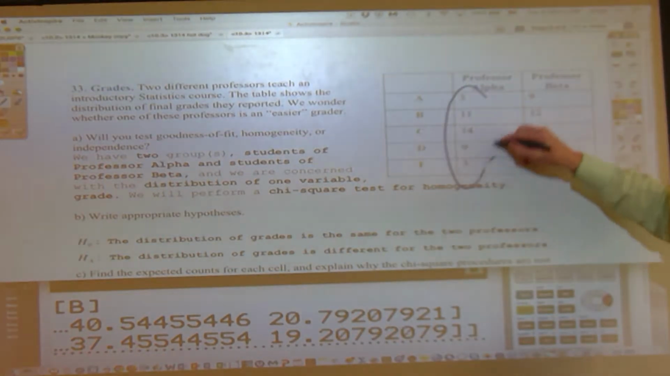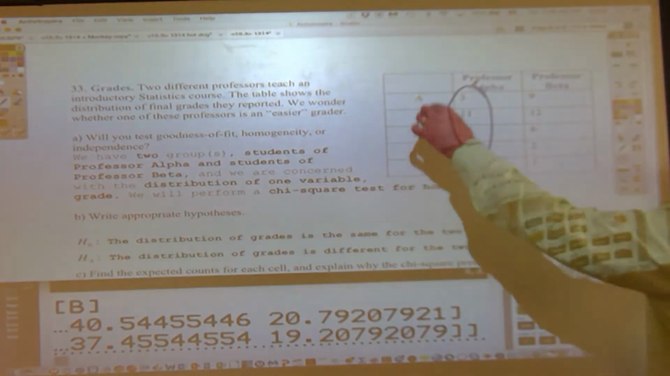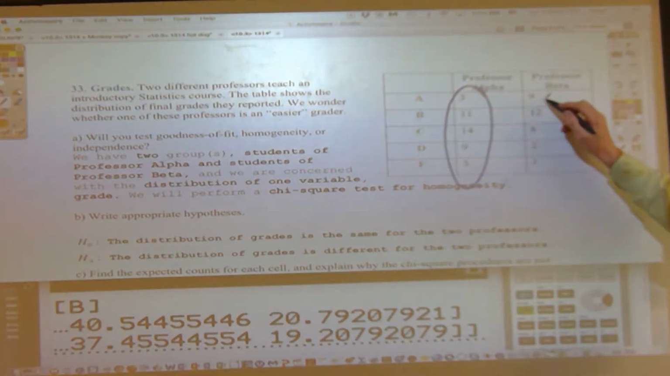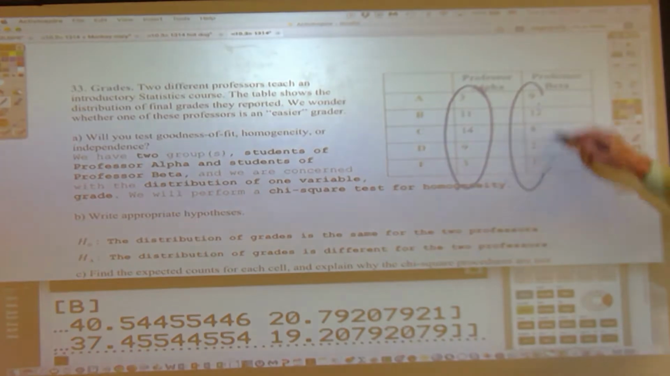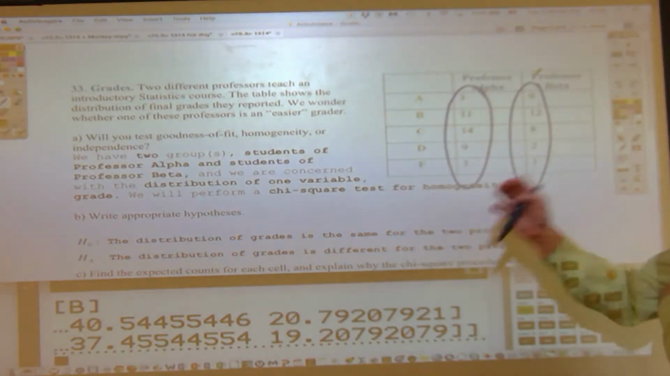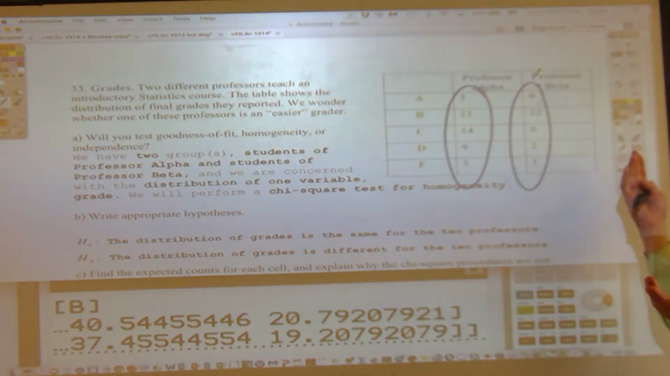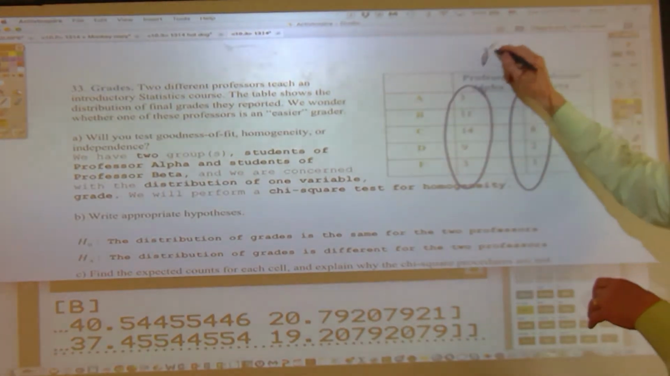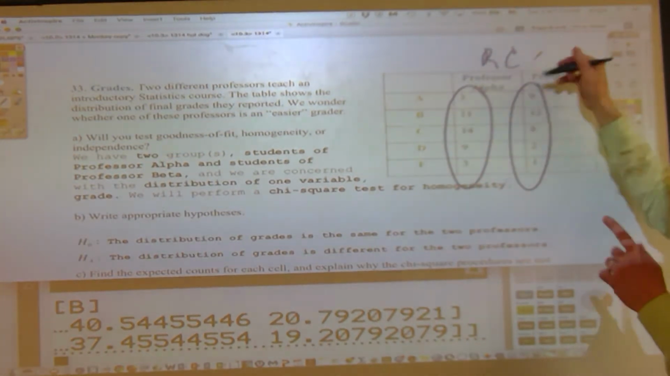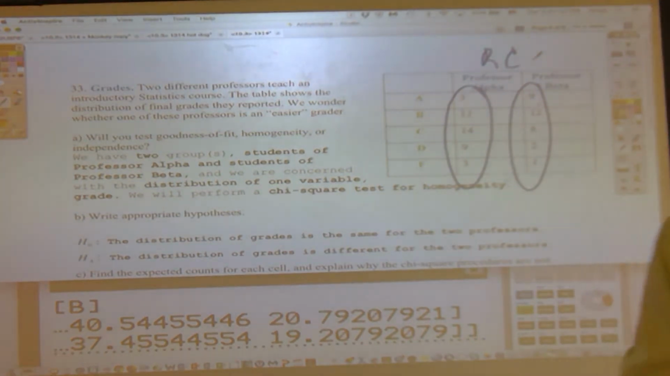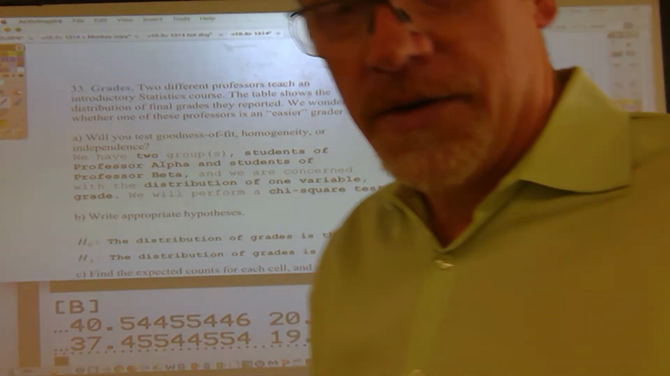So here's the first ship that sank. We're looking at the distributions of A's, B's, C's, D's, and F's for the Professor Alpha ship. It's like the Titanic, but we're looking at only one variable, which is grade. The other ship that sank is the Professor Beta ship. And the grades that came out were different. I would like you to enter this 5 by 2 matrix into your calculator, 5 rows and 2 columns. Please enter the 5 by 2 and then calculate the values of matrix B and put those values in the blanks down below.